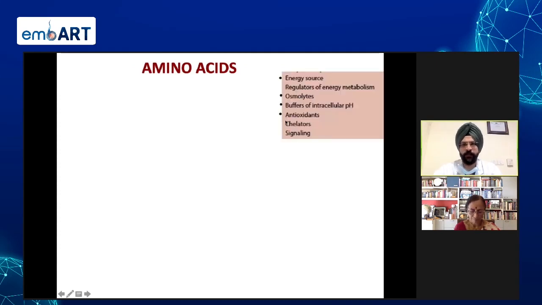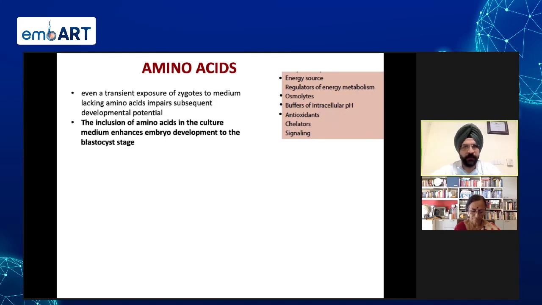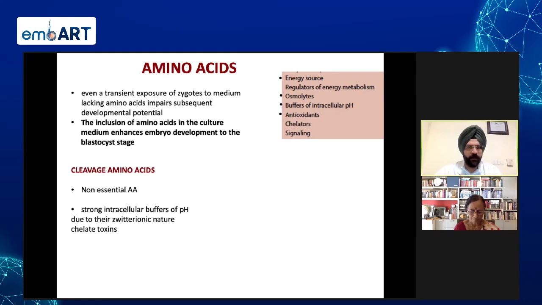Amino acids, like I discussed in the previous slide, are a source of energy, and they act as osmolytes, buffers of intracellular pH, antioxidants, chelators, and signaling molecules. The inclusion of amino acids in the culture media enhances embryonic development up to the blastocyst stage. If we look at which amino acids are optimally used in which stage of development, at the cleavage stage, non-essential amino acids form the bulk of amino acids. They act as strong intracellular buffers of pH due to their zwitterionic nature and chelate toxins.